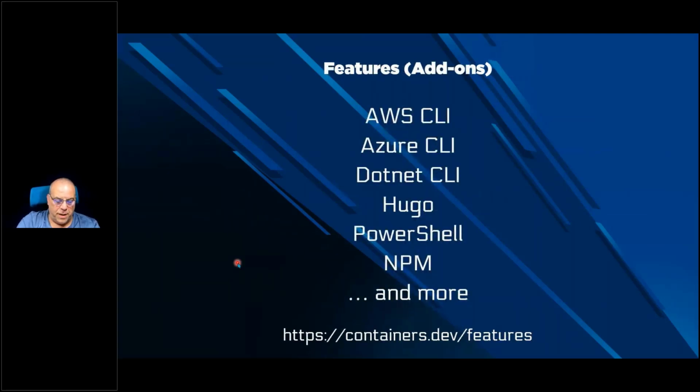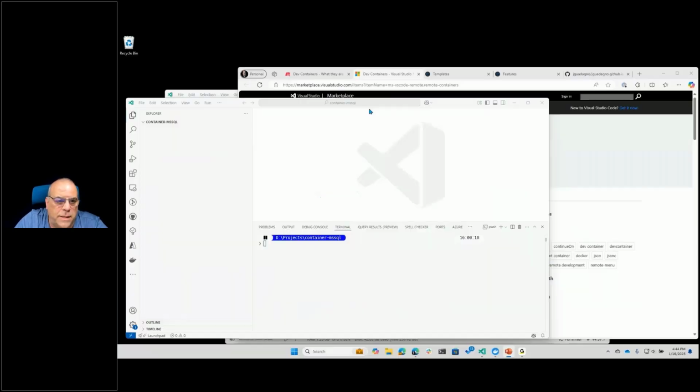For features, there's probably even more features. We'll take a look at that right after this slide. Things like the AWS CLI, Azure CLI, .NET, Hugo, PowerShell, NPM, Yarn, you name it, it's there. But enough of that. Let's go take a look at them.